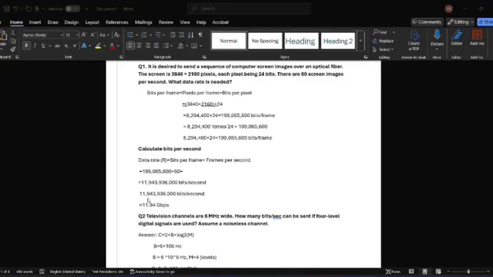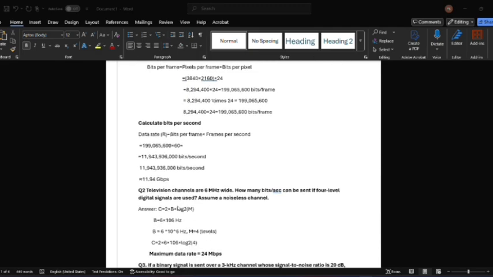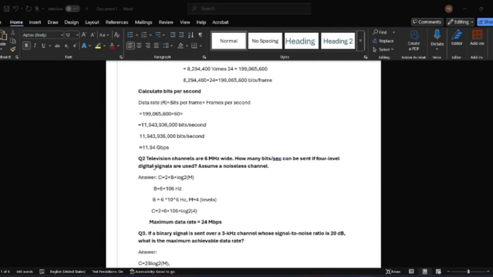In the third problem, a 3 kilohertz channel with a signal-to-noise ratio of 20 decibels is analyzed. Converting dB to its linear value and using Shannon's theorem, the maximum rate is about 20 kilobits per second, much higher than the 6 kilobits per second possible with only binary signaling.